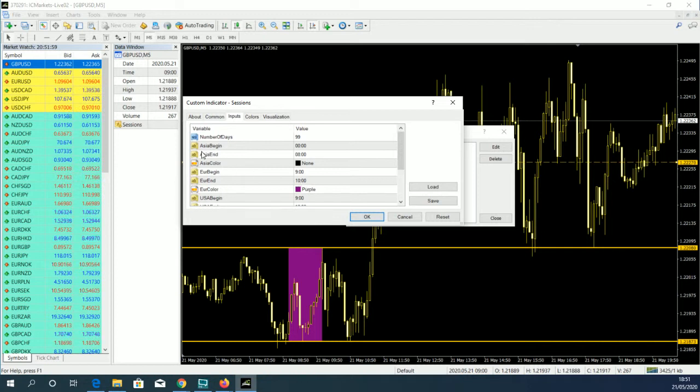So the indicator can be used to do 3 sessions. You can do Asian session if you want. You can do Europe session, and you can do US session. Because we are focusing only on the Europe session in this SBS strategy, we only populate 9 to 10. The other ones, we leave with no color. So no color is going to show. Only purple will show for 9 to 10.